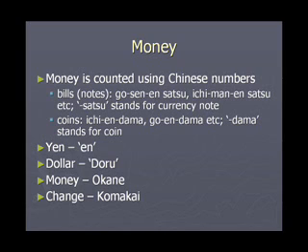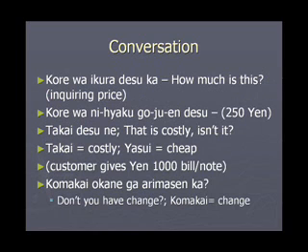So the notes are called satsu and the coins are called dama. So that is one point. Then you have yen, expressed as en. Dollar is called doru. Money is generally referred to as okane. Change, meaning loose coins, is referred to as komakai. So these are the terms we should know about money.